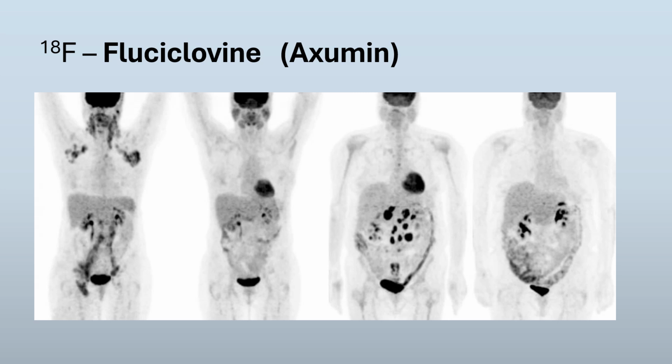This is an example of fluciclovine. It is very common to see the pancreas, although we don't see it on these images. And these are not the same patient, of course, these are different patients.